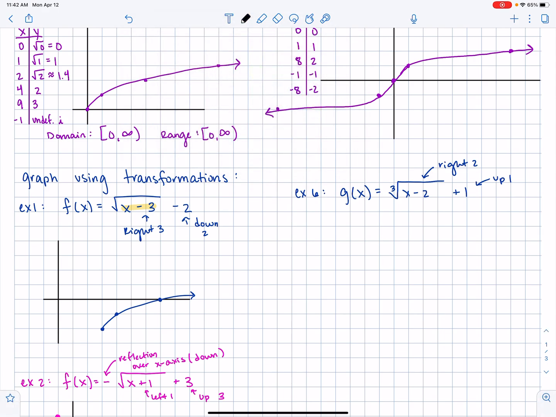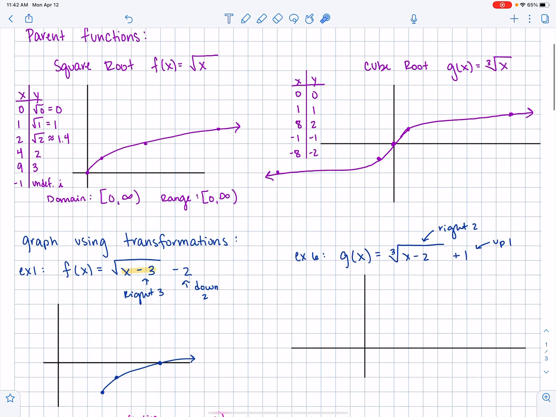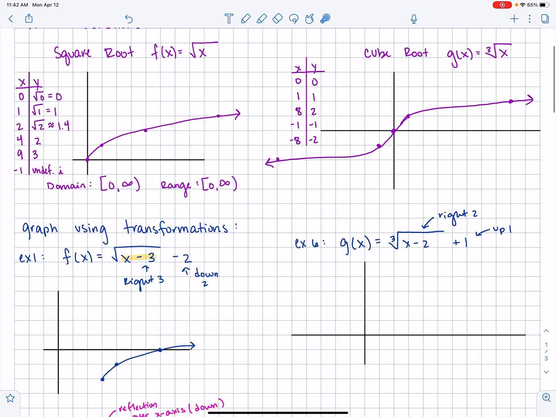Drawing our set of axes here, it's a good idea to think about your transformations and where this function's going, so you can set your origin where you need to. Looking at our parent function, we're going to use this origin and move it using our transformation. We start with to the right 2, up 1, and this is where I'm going to start this graph.